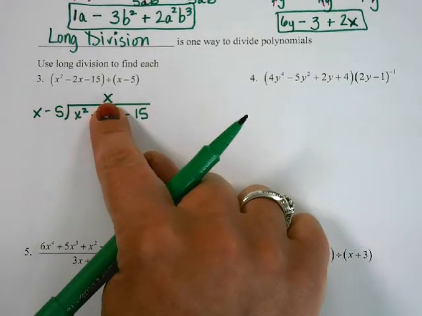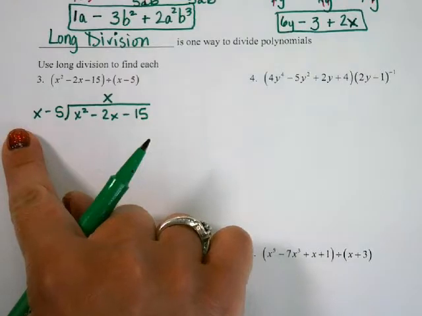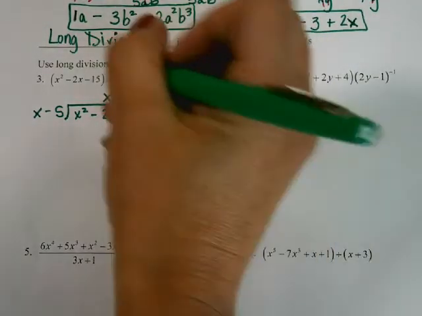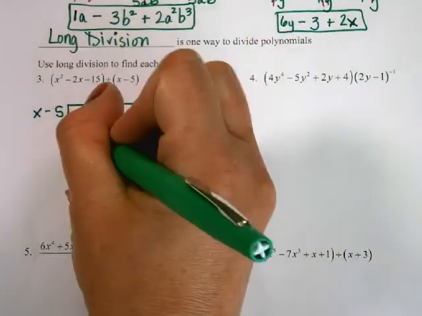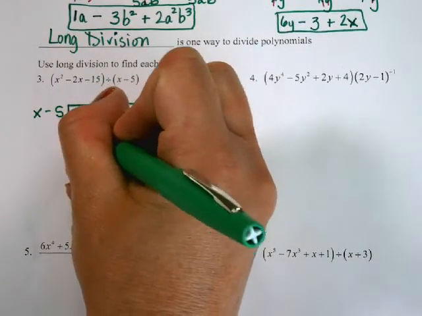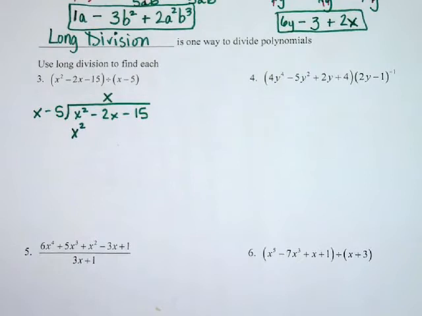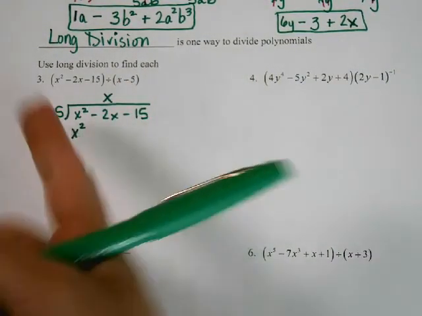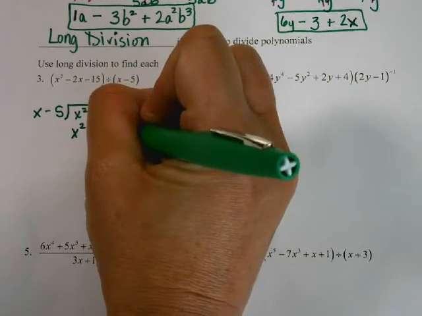Okay. Just like we did with long division, I multiplied the guy on top by what's out front. Well, now there's 2 things out front, so I have to multiply it by both. So x times x is x squared. And x times a negative 5 is minus 5x.